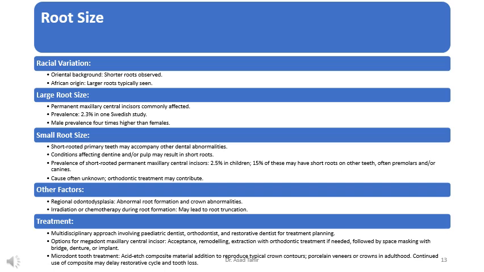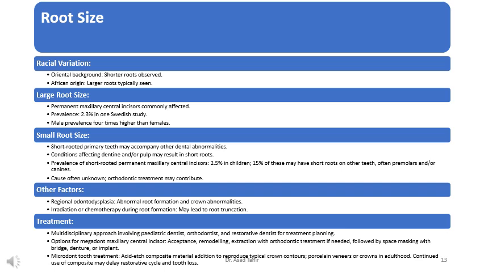Other factors. Regional odontodysplasia, abnormal root formation and crown abnormalities. Irradiation or chemotherapy during root formation may lead to root truncation. Treatment. Multidisciplinary approach involving pediatric dentist, orthodontist, and restorative dentist for treatment planning.